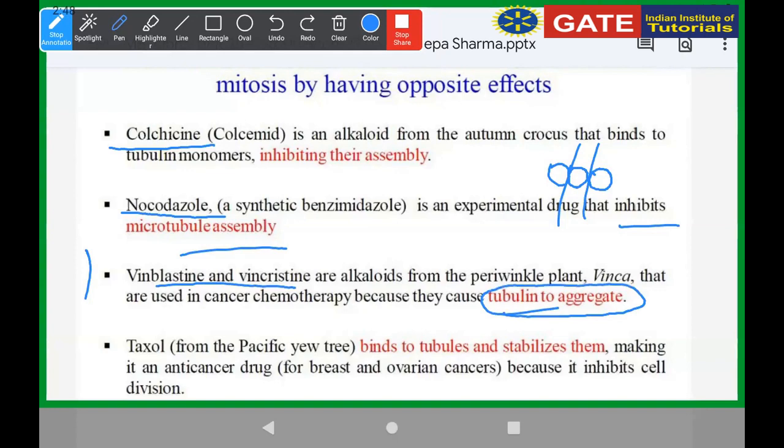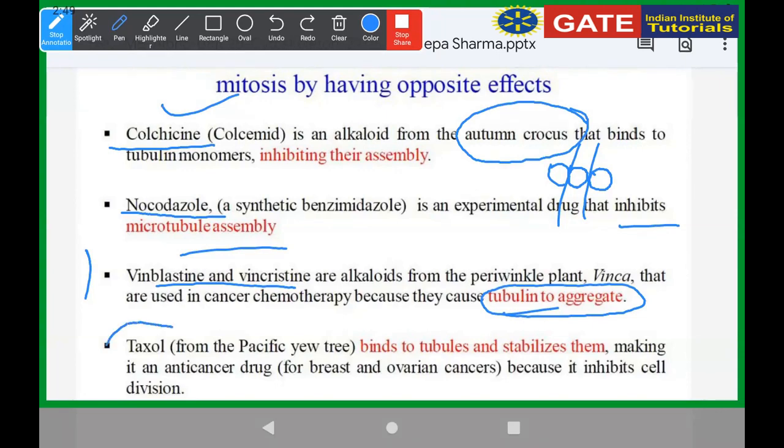Ma'am, what is this autumn crocus? That is a plant, one type of plant. From that, these alkaloids are produced. Got it?